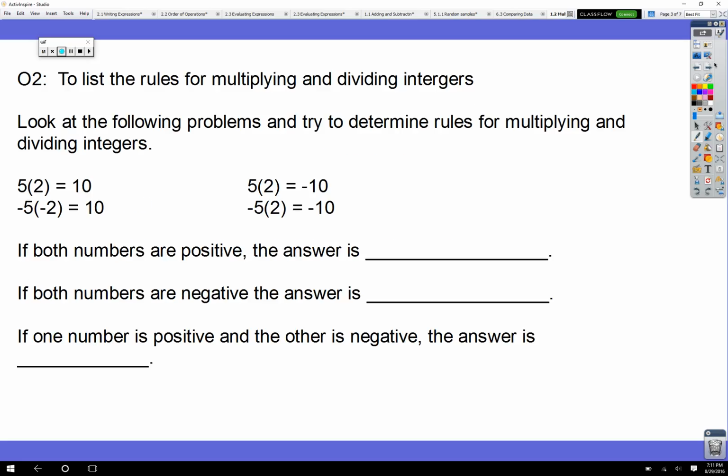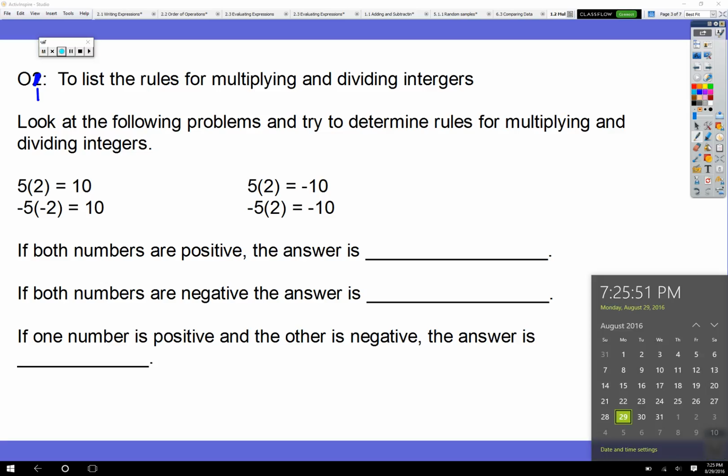Okay, so our first objective is to list the rules for multiplying and dividing integers, and this should actually say objective 1. Just like we did in the previous lesson, I want you to take a couple minutes to look at the problems and try to determine for yourself the rules for multiplying and dividing integers. So pause the video just for a couple minutes, think about this, and write down what you think your answers are, but just pencil them in so that you can change them if need be. Okay, pause the video now.